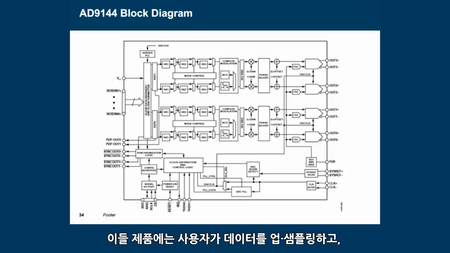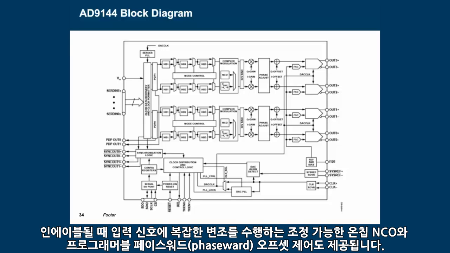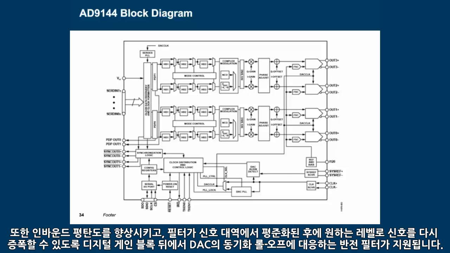These products have programmable interpolation filters providing 1x, 2x, 4x, and 8x interpolation options for the user to upsample the data and push the DAC sampling rate and images higher to be out of band of the intended signals. There is an on-chip tunable NCO that performs complex modulation on the input signal when enabled, and also a programmable phase word offset control. There is an inverse sinc filter to improve in-band flatness and counteract the sinc roll-off of the DAC, followed by a digital gain block to amplify the signal back to a desired level after the filter has leveled off the signal band.